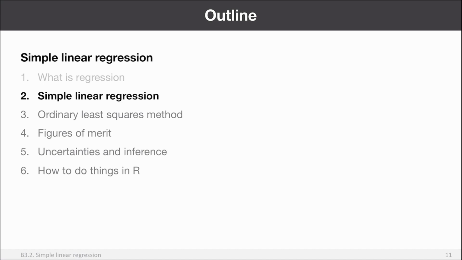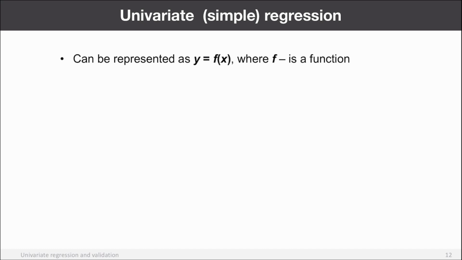So now let's discuss the simple linear regression. What is it? What does the model look like, and all that kind of thing. Well, first of all, let's start with a general definition of univariate or simple regression. In this case, you have only one y variable and only one x variable, and y depends on x by applying a certain function. So we can say that y is a function of x.